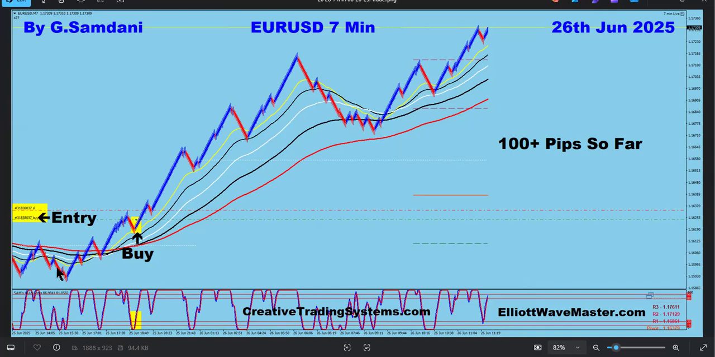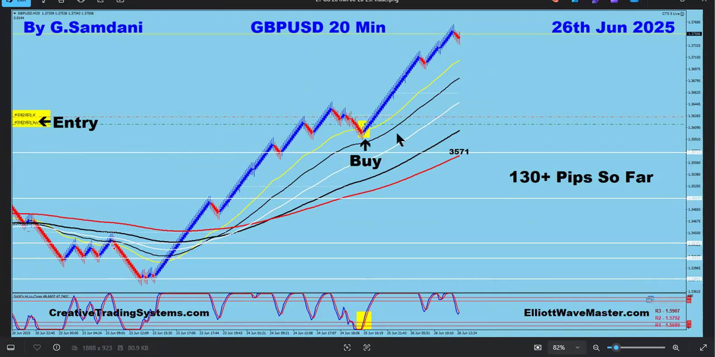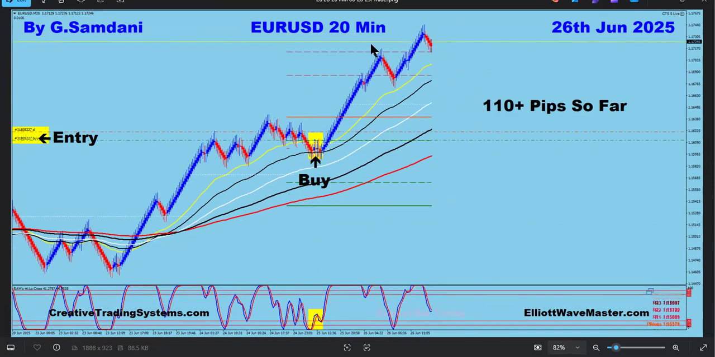Proper entry. Then it was going up, and then Omar said, "Oh my God, Daddy, I'm going to take it." Okay, take it from the 7-minute chart, and then he took this one, and then the pound USD. This is the 7-minute entry. I didn't bother taking that, but ended up taking this one for 130 pip. And then this is from the 20-minute chart, 110 pip, Euro USD on the 26th, my birthday.